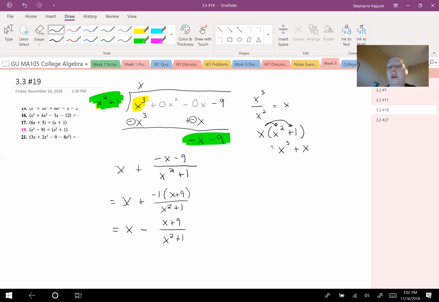It's up to whatever the book might say as the preferred way, but honestly, I don't care. They're all correct to me. They're all completely valid. So hopefully that answers any questions you may have had on this problem.